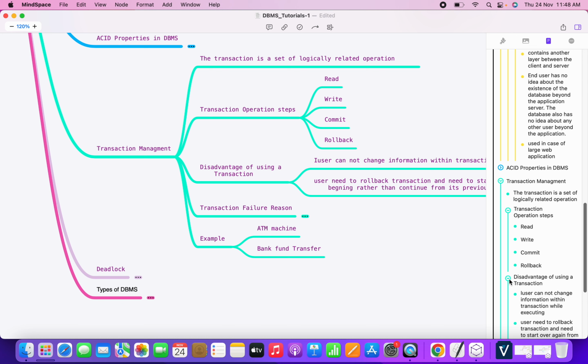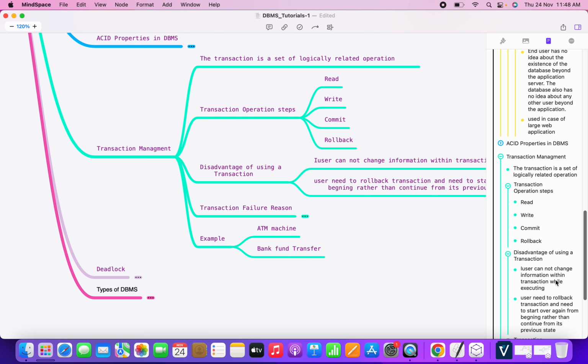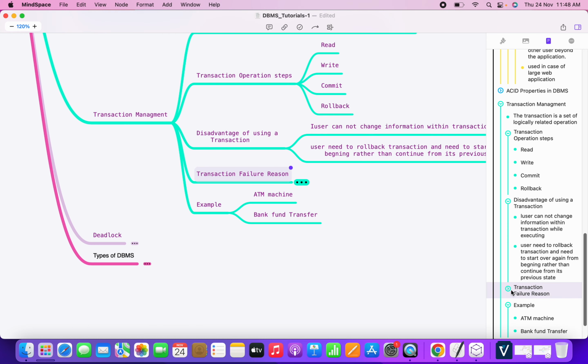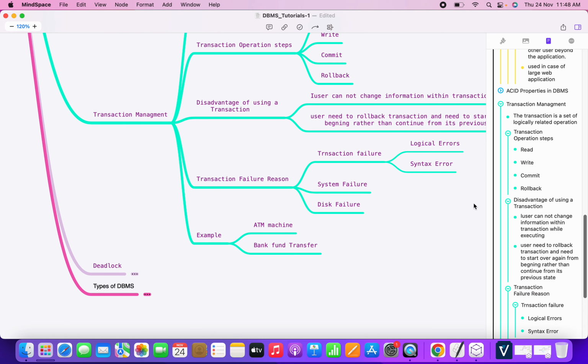So what are the failure reasons we have? Transaction failures are of two types. One is logical errors and the other is syntax errors. Logical errors might happen while writing the query; we'll see that in the SQL part. Syntax errors occur very often, for example when we write an invalid table name, invalid DB name, etc.